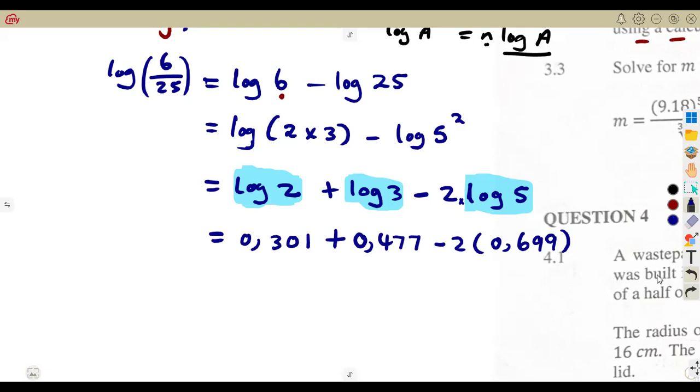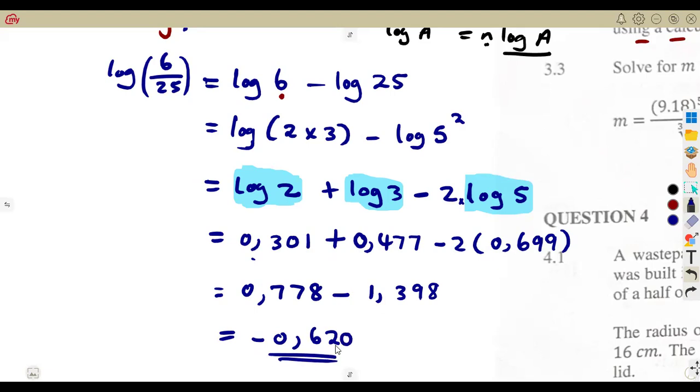You can use your calculator. All right. So this is what you're going to get, guys. If you add these two on your calculator, you're going to get 0.778. Multiply these two, you're going to get 1.398. Then if you subtract, it's going to give you minus 0.62. Remember, our answers were to 3 decimal places, so you're going to put a 0 there so that you maintain the 3 decimal place concept, just like that.